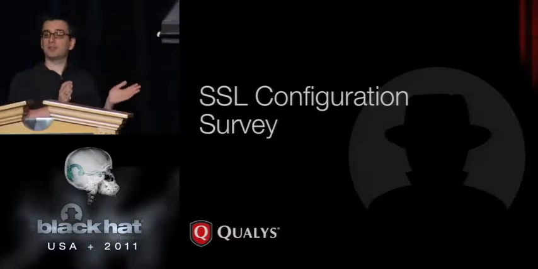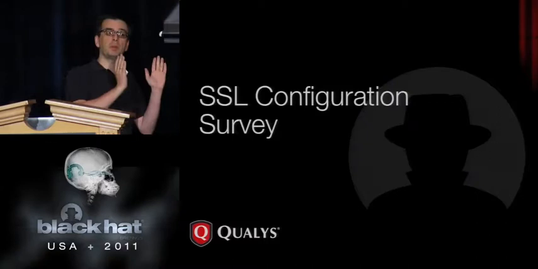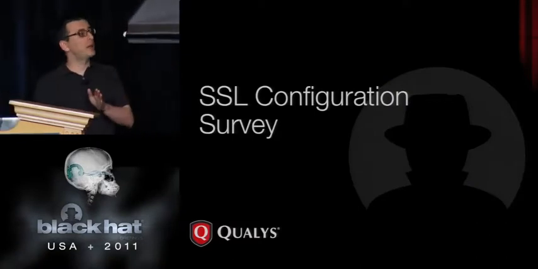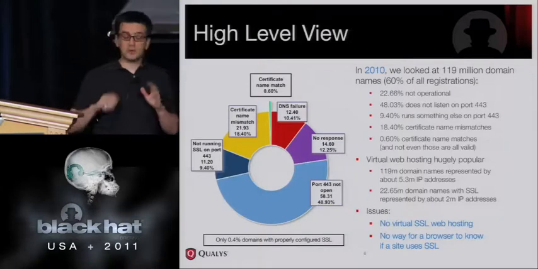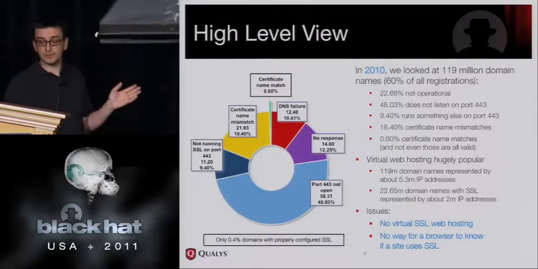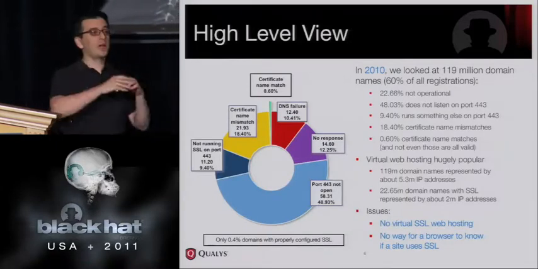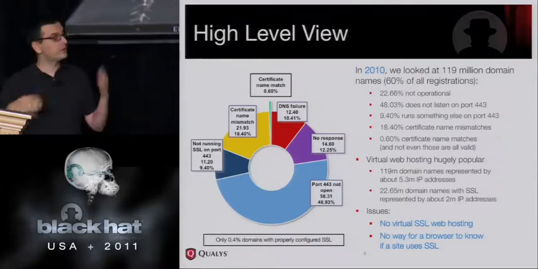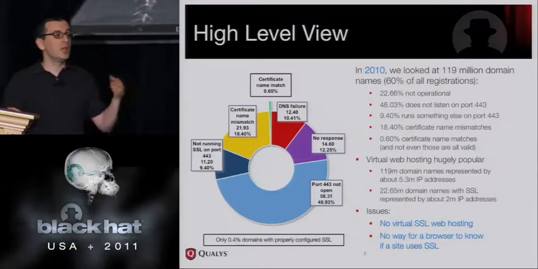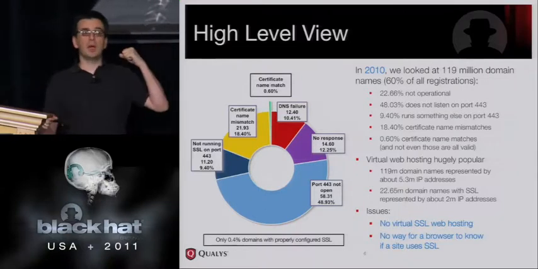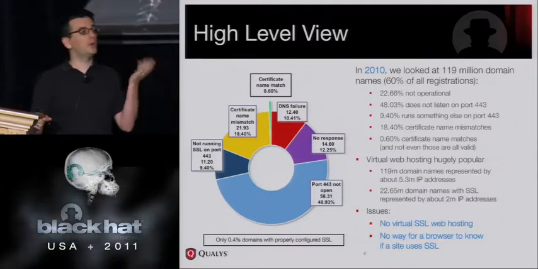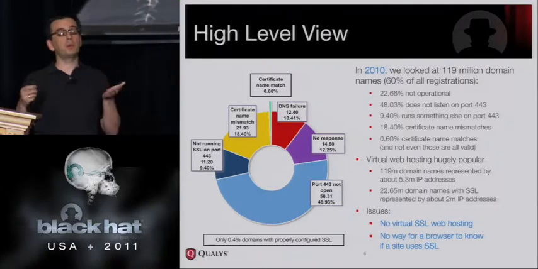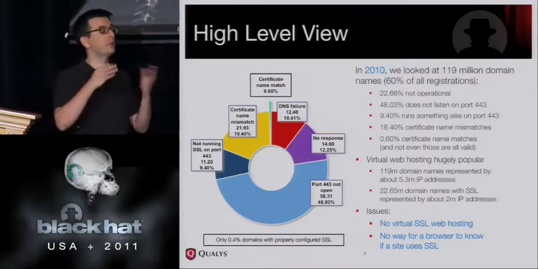I have two parts. The first part is going to be about SSL configuration, and the second part is going to be about impedance mismatch issues. First of all, here's a high-level view of when we scanned those 120 million domain names looking for SSL servers. Here's the pie chart that will give you the results, and I'll tell you the final result. We discovered that only 0.4% of all domain names actually had a properly configured SSL server with a proper certificate.